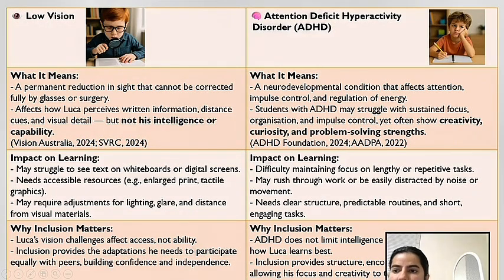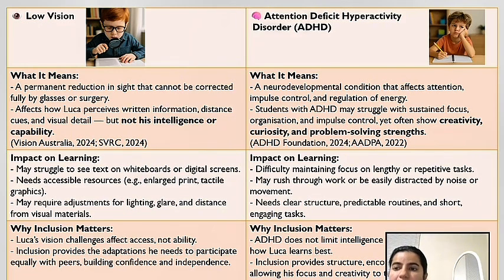Luca's learning profile gives us a clear picture of how impairment interacts with environment, not ability. He experiences low vision, which means a permanent reduction in sight that cannot be corrected with glasses or surgery. This affects how he perceives written information, visual distance cues, and detail, but crucially, it does not impact his intelligence or capacity to learn. For Luca, the main barriers are visual rather than cognitive: small text on the board, inaccessible diagrams, or poor lighting can restrict his access to information. With accessible resources such as enlarged print, tactile graphics, and appropriate lighting adjustments, these barriers can be eliminated.